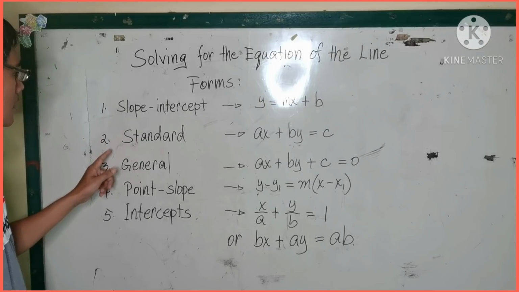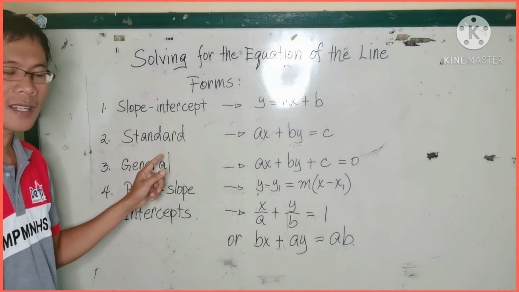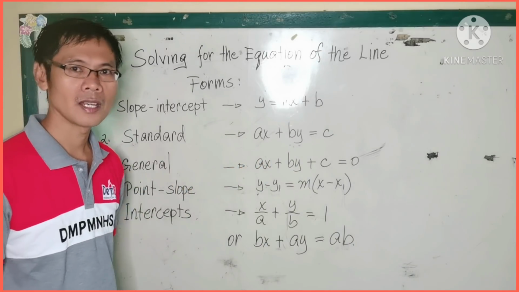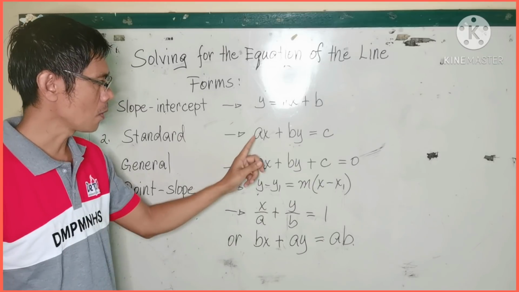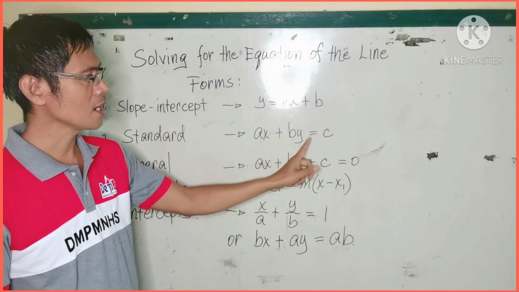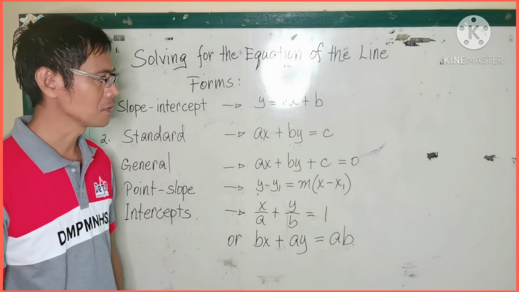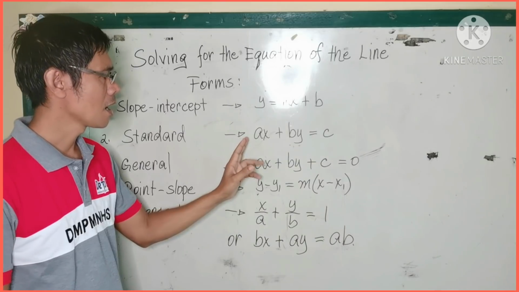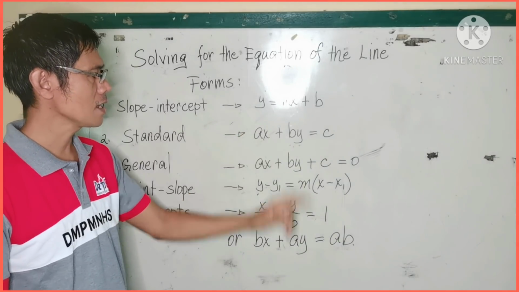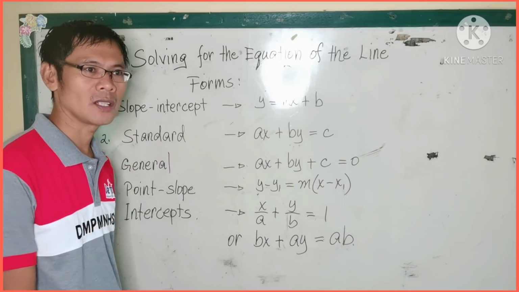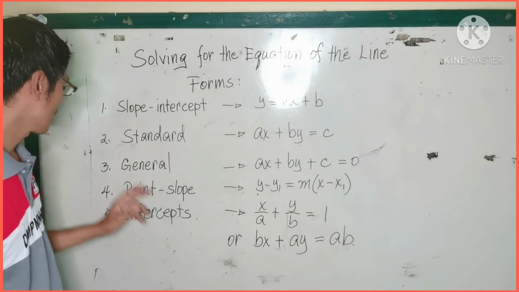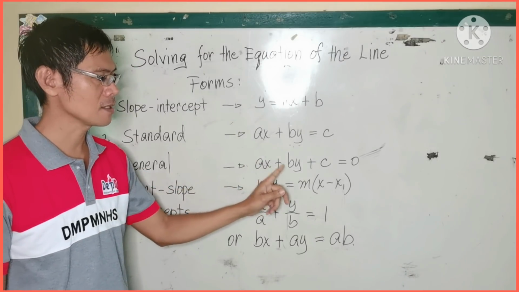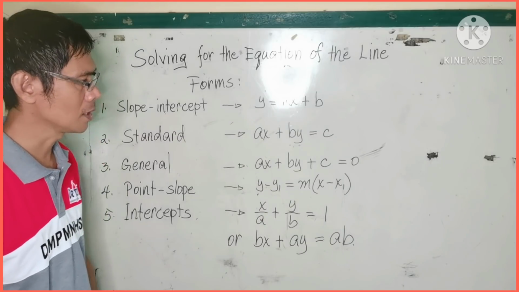Then number two, the standard form. The standard form is simply ax plus by equals c. Here a, b, and c are real numbers, but a and b should not both be equal to 0. Then the general form is ax plus by plus c equals 0.